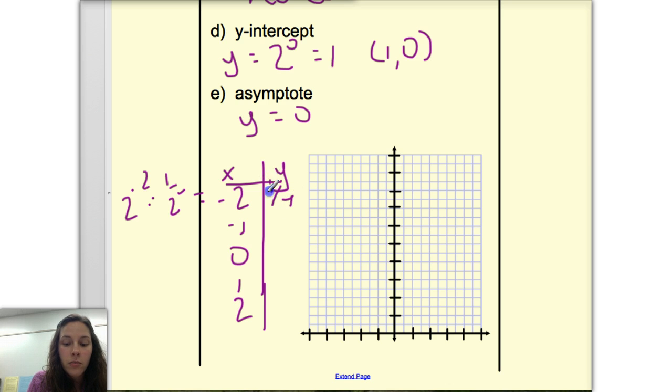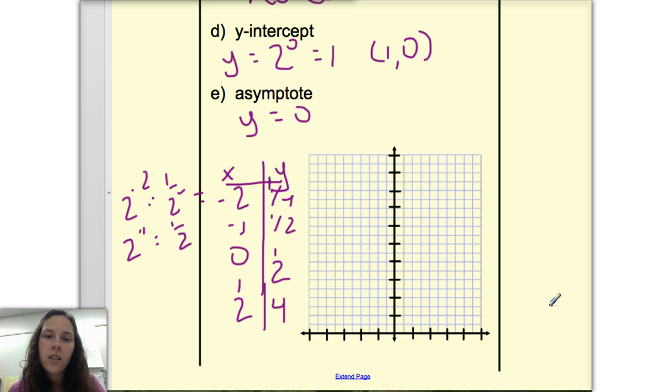I apologize. I really believe I am writing. It's just not showing up. 2 to the -1 power is 1 over 2 to the first power, or 1/2. We looked at 2 to the 0 power is 1, 2 to the first power is 2, and 2 to the second power is 4.